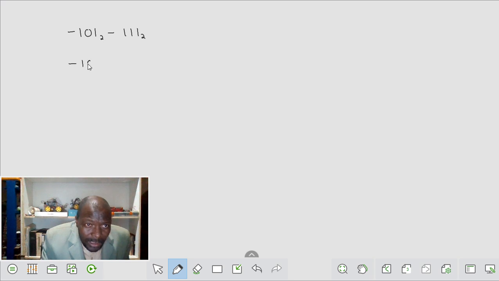Minus 101 base 2 minus 111 base 2. This is a negative number. We abhor the negative, so what do we do? We complement this. We're going to use 1's complement. Then we show that it's a negative with a 1. We put a buffer. That buffer is going to be complemented as well. And then we repeat our number, complemented: 0, 1, 0.